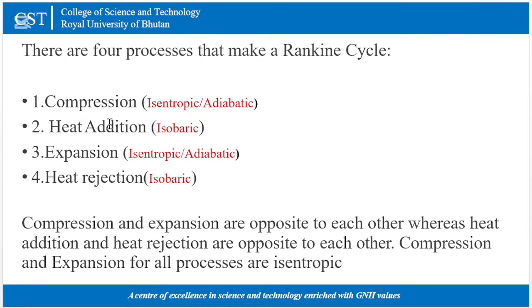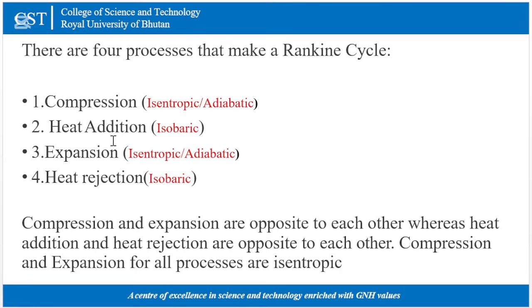So we have compression, heat addition, expansion, and heat rejection. Only four processes: compression, heat addition, expansion, and heat rejection. Compression is at constant entropy. To make it at constant entropy, you have to introduce the insulation. Once you introduce the insulation, that component becomes adiabatic in nature, meaning there is no exchange of heat between the system and the surroundings.